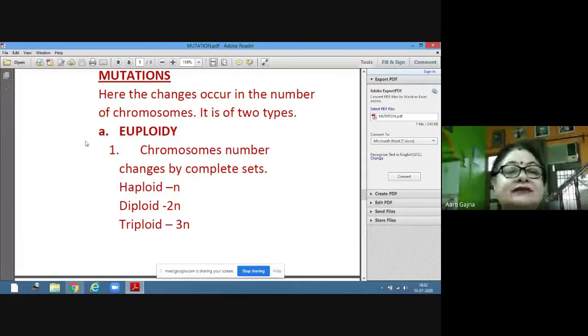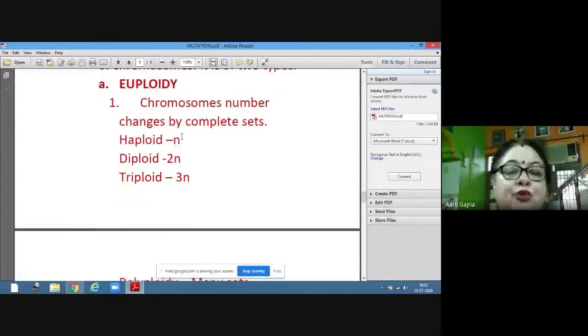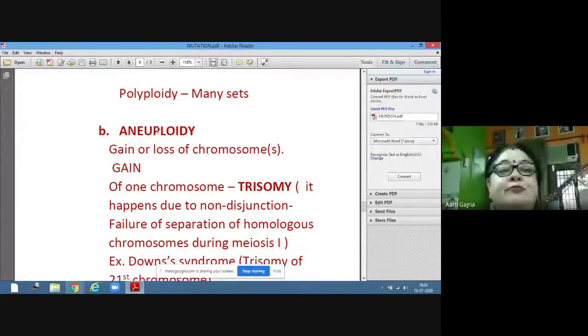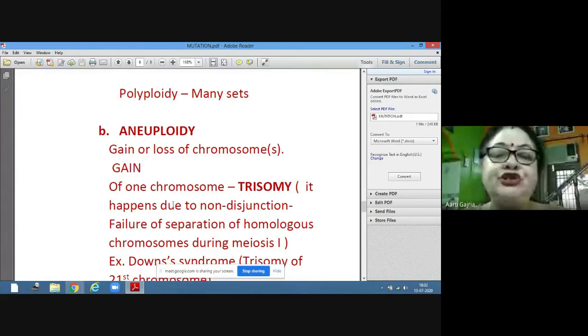And this results in euploidy. This is called euploidy. Another type of numeric chromosome mutation is aneuploidy. In this, what happens? There can be loss of one or two chromosomes, or there can be gain of one or two chromosomes. Now, if there is gain of one chromosome, what happens normally in a diploid organism?